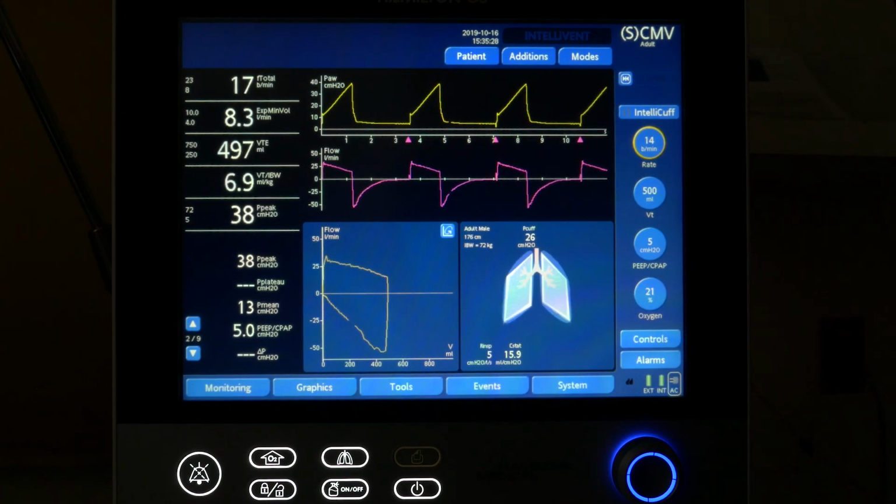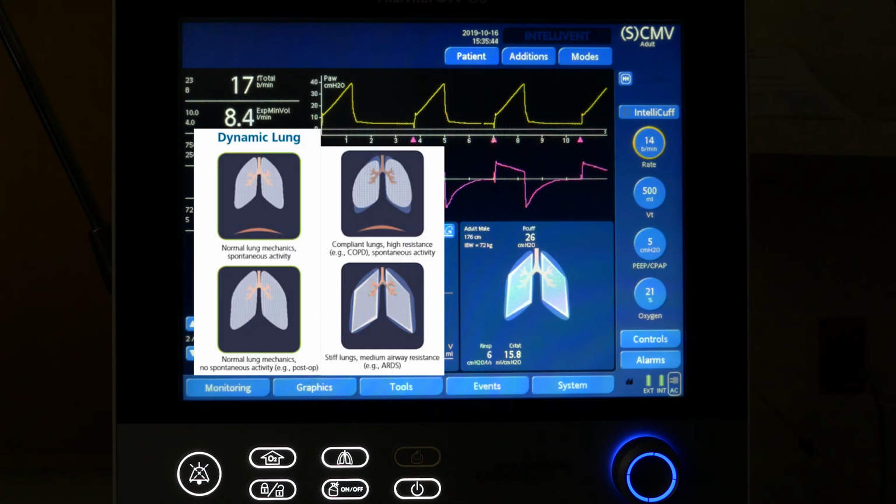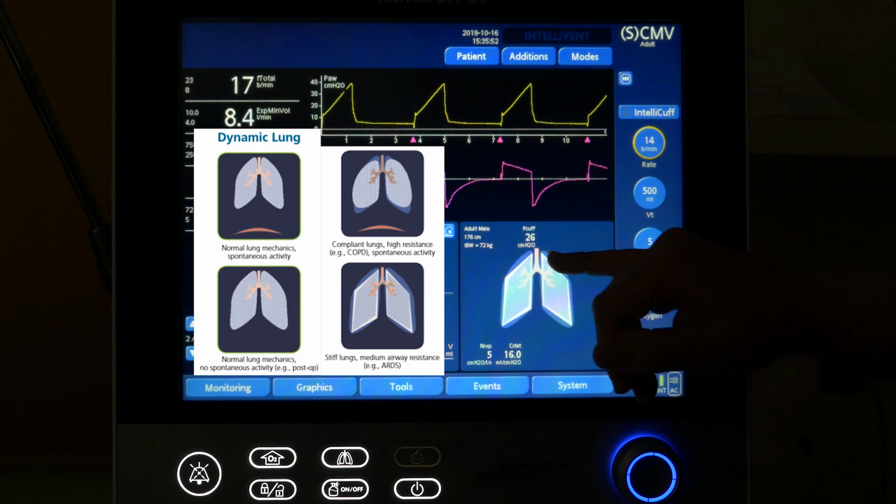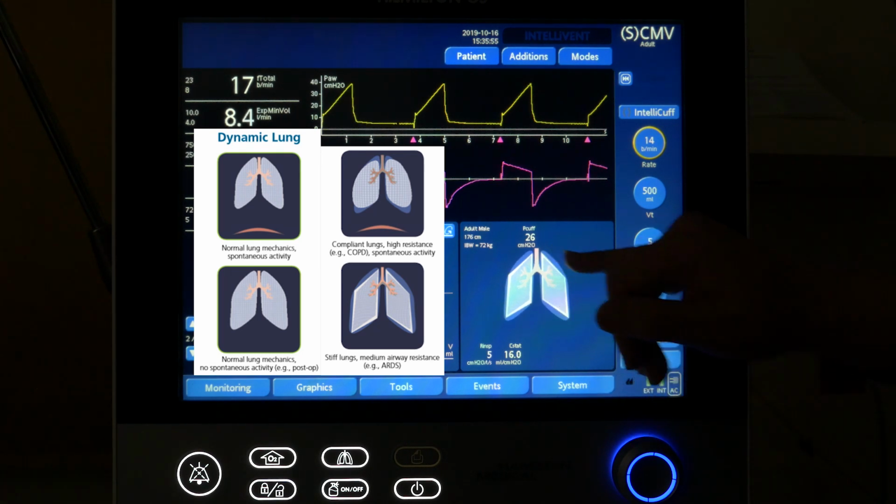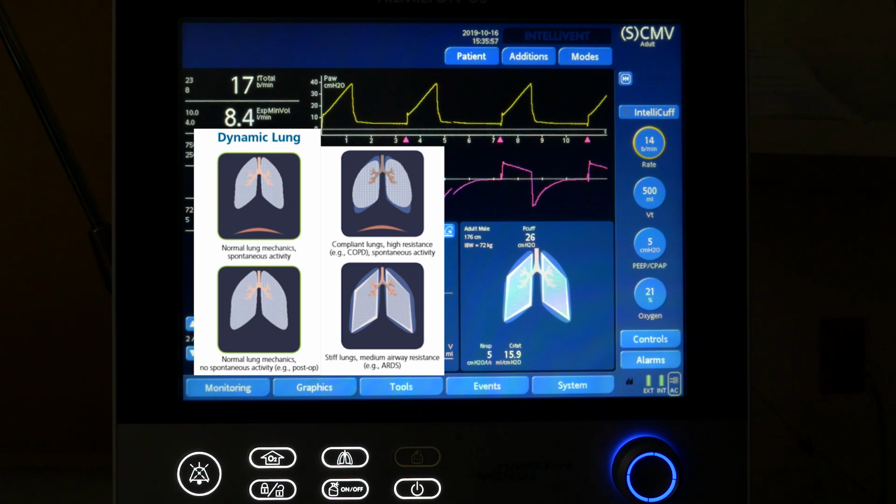So, as I said, there's a pressure waveform, a flow waveform, and the dynamic lung. The dynamic lung is something that is specific to the Hamilton ventilators, and what it's meant to do is visually show you about the patient's compliance as well as their airway resistance. On each ventilator, there is a laminated sheet that goes over what the different pictures are. The shape of the lungs on the outside tell us about the compliance of the respiratory system, and the color of the airways themselves in the middle are going to tell us about resistance.